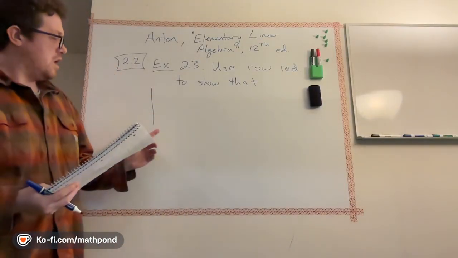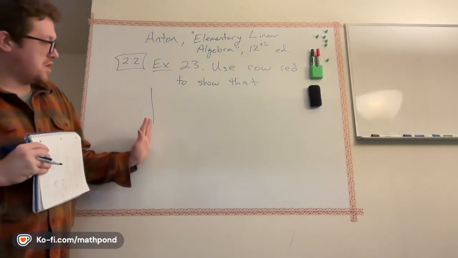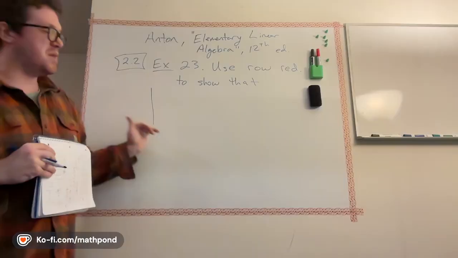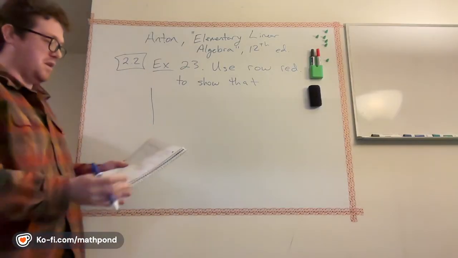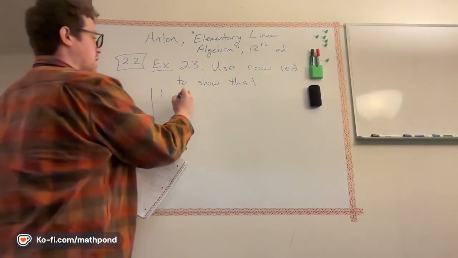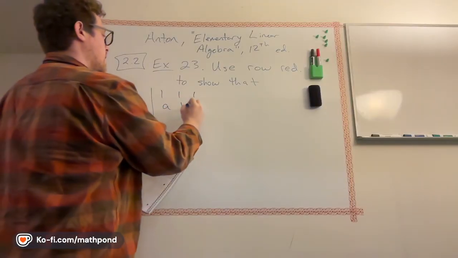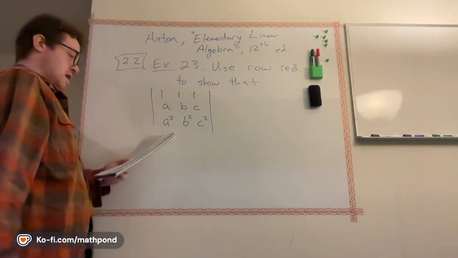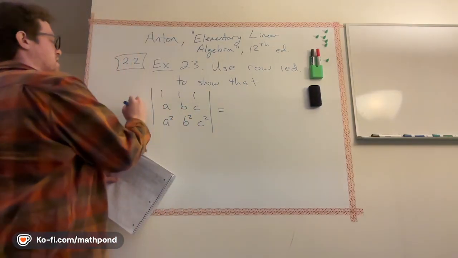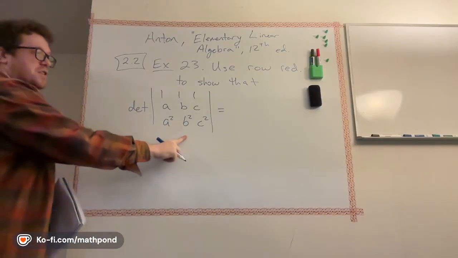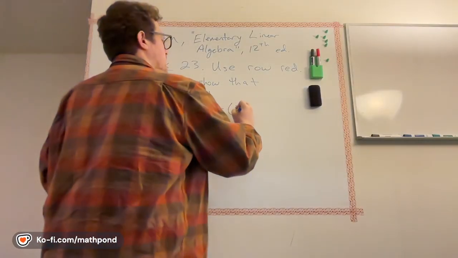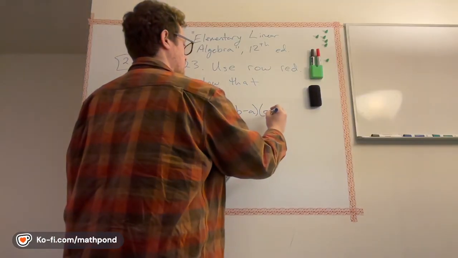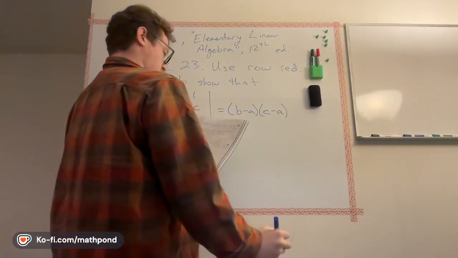so you should get comfortable with this notation. If you put straight bars instead of the brackets, like a normal matrix, then that just means the determinant of the matrix. So it's going to be flat bar 1, 1, 1, A, B, C, A squared, B squared, C squared, and that this determinant, or maybe I'll just write determinant here. So the determinant of this matrix is B minus A times C minus A times C minus B.